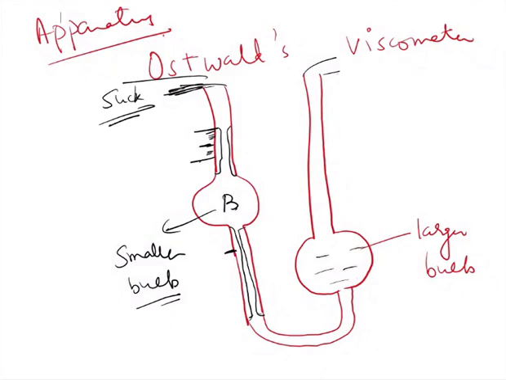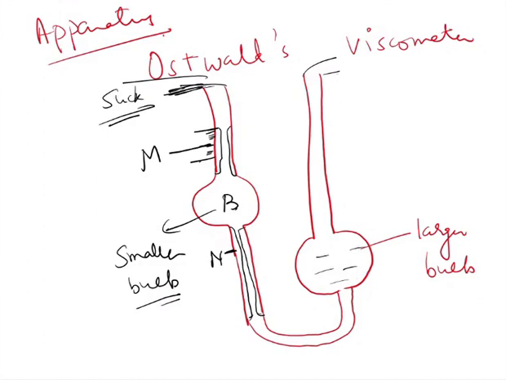Sucking is done, and then under constant vertical pressure head, you make the liquid flow from this capillary, and the volume is fixed. So you can choose any point M and any point N, so that between the two points M and N the liquid flows.